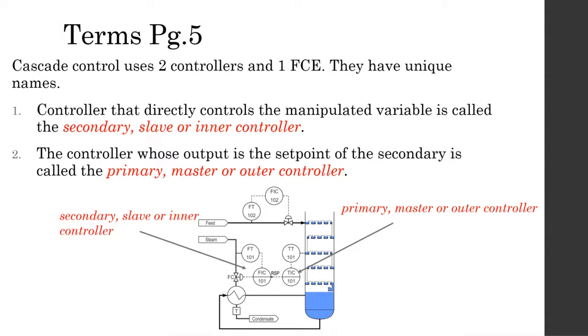The controller whose output is the set point of the secondary is called the primary, the master, or the outer controller. The primary controller is the one that's attached to the process that we're most concerned about, in this case the column temperature. So our primary, master, or outer controller, PMO, is our main controller, the TIC-101, and the secondary, slave, or inner controller, SSI, is this flow controller. We have to be very aware of those two different terms here.